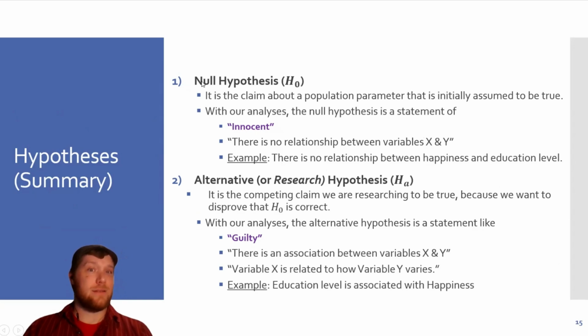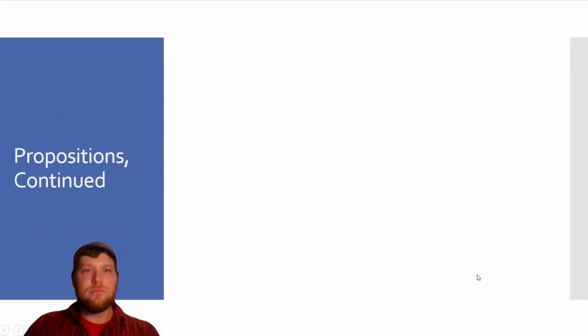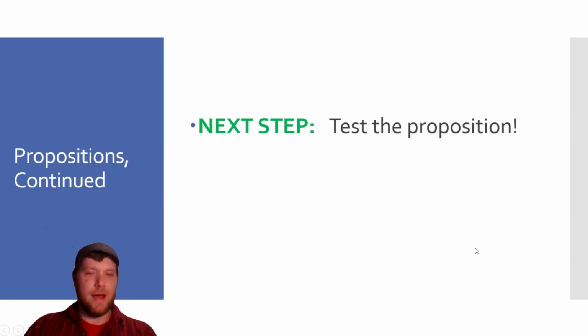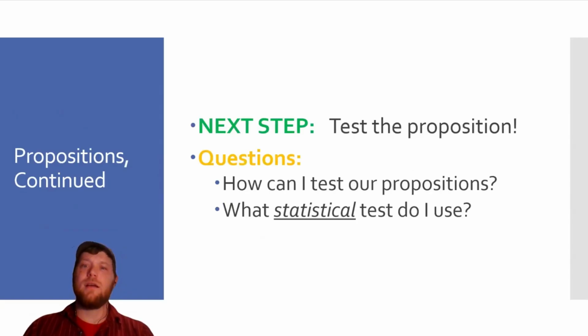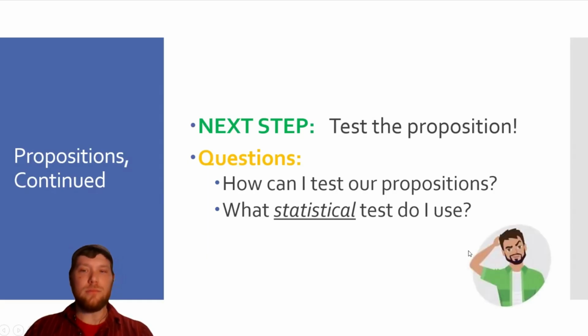So, summarizing, in an ideal situation the null hypothesis is basically innocent versus guilty. In our case, there's no relationship versus there is a relationship. Now, we're going to go ahead and test the propositions. How do we test our propositions? What statistical test do I use to test whether or not these two things are related to each other?